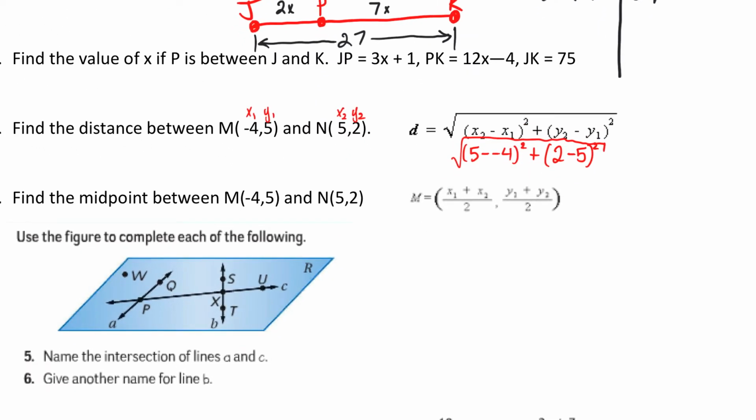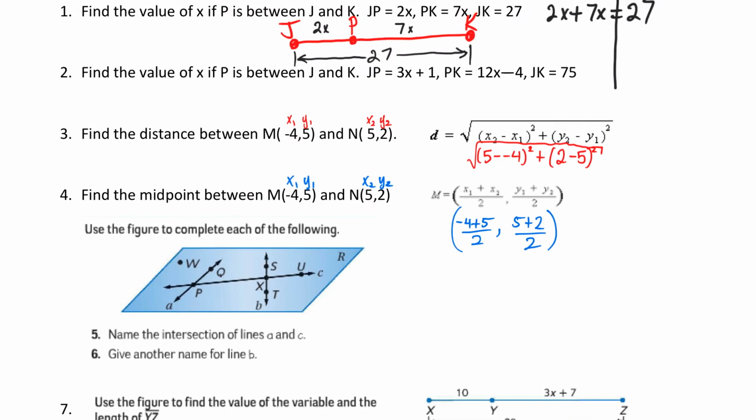Okay, the next one is asking for midpoint. So we just labeled the same way, x1, y1, x2, y2. On this one, you add the x's, so it's going to be negative 4 plus 5 divided by 2. And then 5 plus 2 divided by 2. And that's not like just one single number. It's an ordered pair. So you'll do the first part for your x value, the second part for your y value.